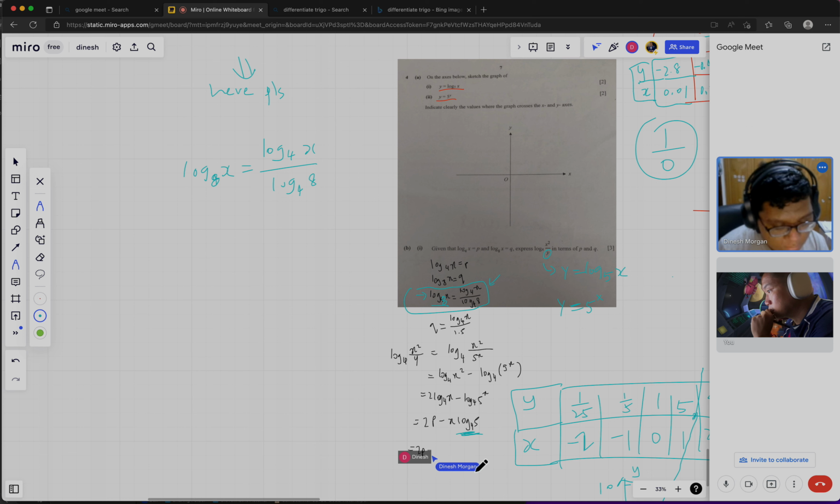8 to the power of q, log 4 or 5. Yeah, done. But that's very weird. It's weird, yes. I can use 8 to the power of q. I can also use 4 to the power of p. Then why did they give me log 8x at all?